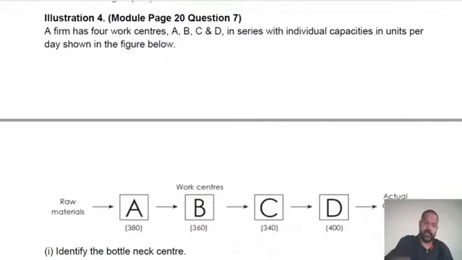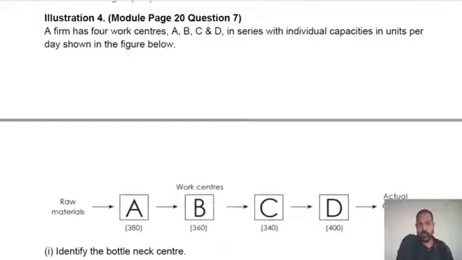What does question number 4 say? Question number 4 is a very interesting question. And the question is, a firm has 4 work centers, A, B, C, D, with individual capacities per day as shown in the figure. So let me quickly draw that. The raw material goes into A. A's output becomes B's input. B's output becomes C's input. And C's output becomes D's input. And D's output is the actual output.